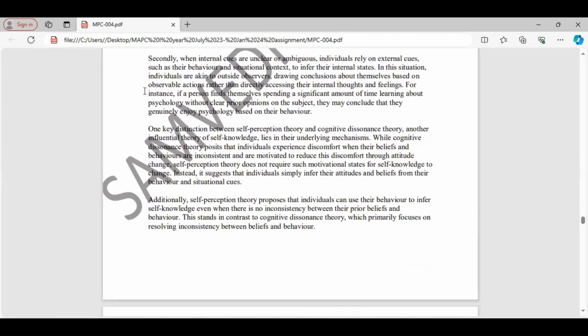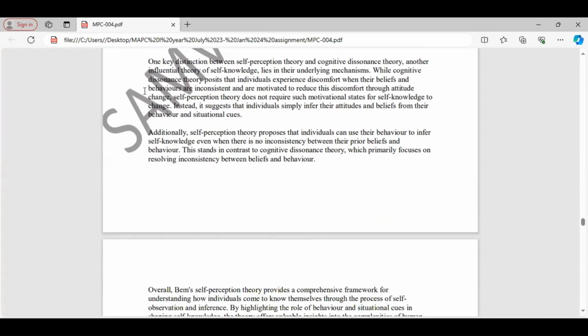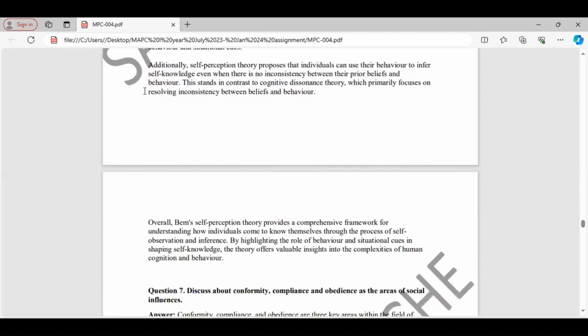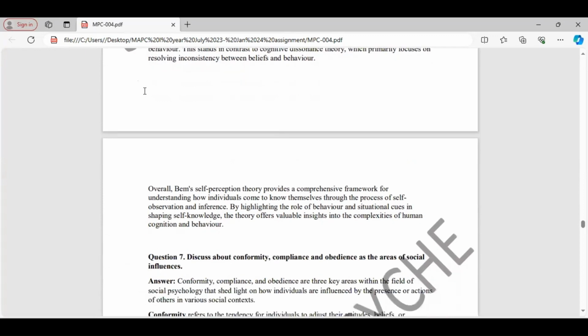In the next para, we have discussed the distinction between the self-perception theory and the cognitive dissonance theory. And lastly, what the self-perception theory proposes, and then we'll conclude our answer.